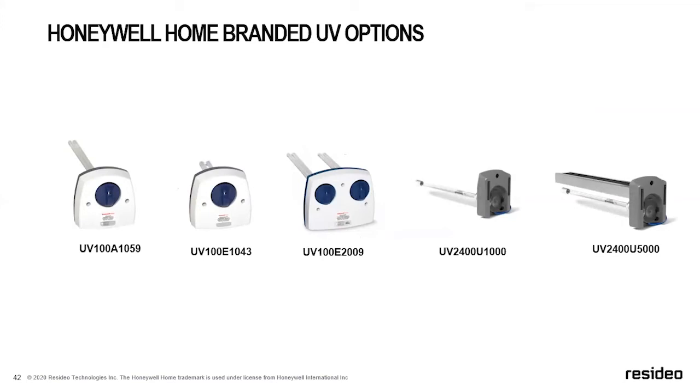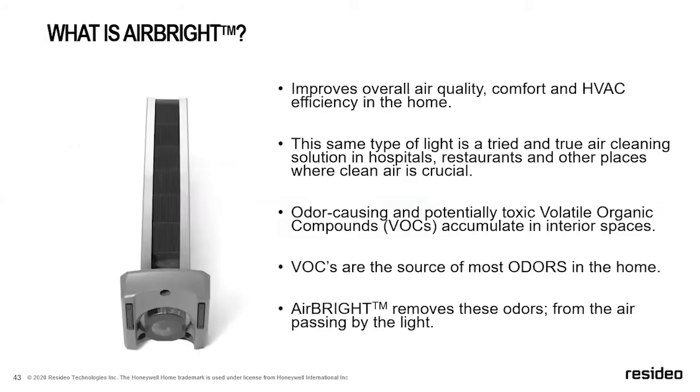So we have a UV 2400U1000. That is just a UV light with the bulb there. And then we also have that same model, but with an AIRBRIGHT odor absorption, which is the UV 2400U5000. When you look at what is AIRBRIGHT, this is in addition to just having a UV light, but it's a device that's going to improve your overall air quality, the comfort, and your HVAC efficiency within your home.